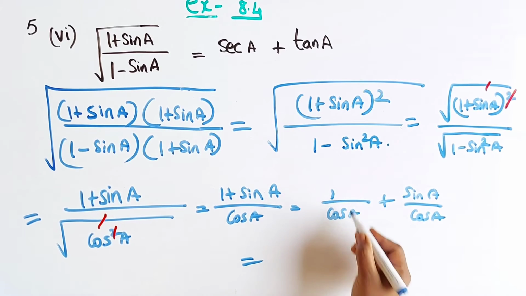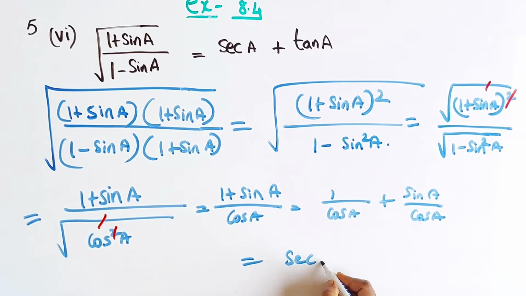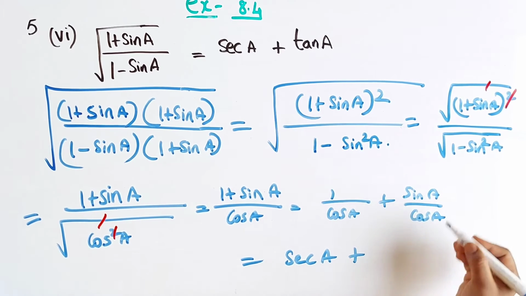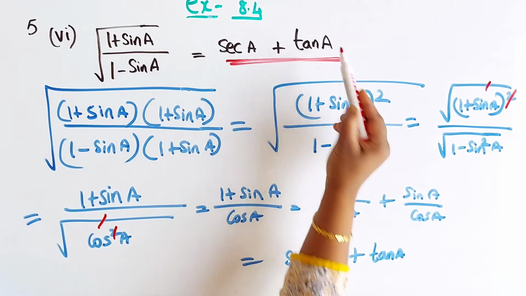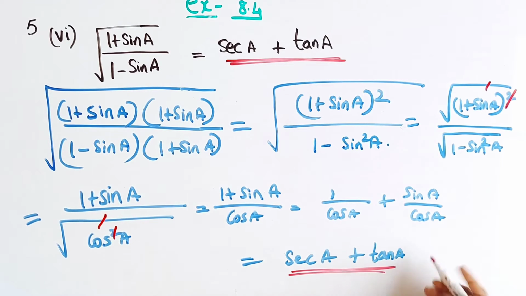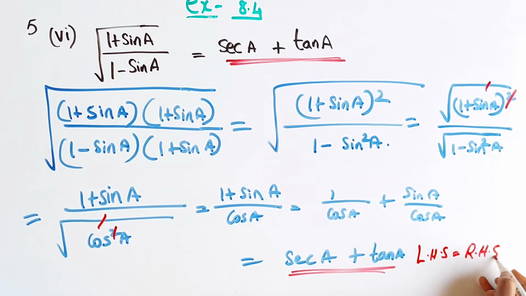Now 1 by cos A plus sin A by cos A. What is 1 by cos A? It is nothing but secant A. What is sin A by cos A? It is tan A. Now check our answer, secant A plus tan A, here also, here also. So that LHS equal to RHS. It is proved, children.